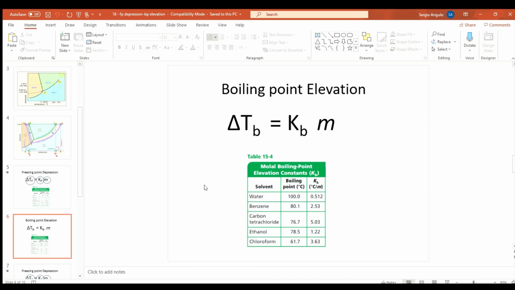Okay, so I hope this was clear. I hope it was helpful. In my next video, we're going to do some problems on calculating this using these equations. And then we'll do a problem that'll show us how, by making a solution, we can figure out the molar mass of an unknown substance. Okay.